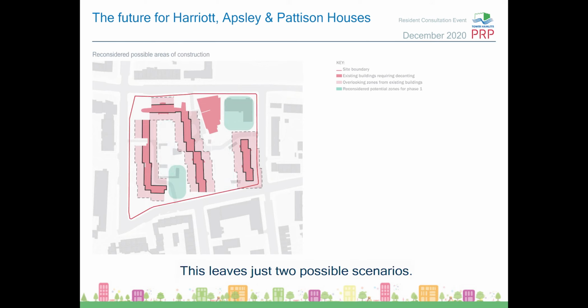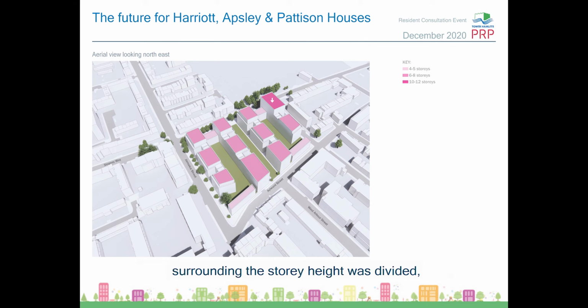From the first consultation, the feedback we received surrounding the storey height was divided, and this is where the heights of the buildings become directly related to how we deliver your new homes. We outlined two potential scenarios for you to consider. In each scenario, we have reduced the height of the taller building overlooking the park to the minimum it can be to make on-site decanting possible. This is also informed by accurate housing reprovision requirements.